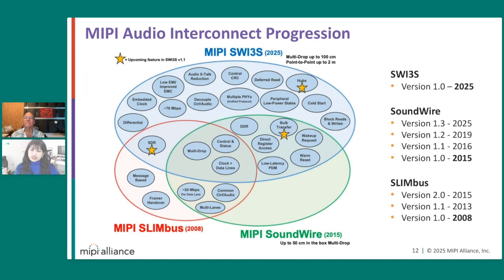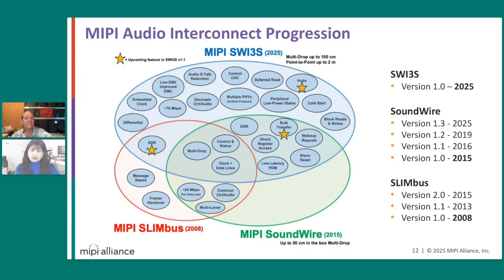MIPI released the first revision of SLIMbus, the Serial Low-power Inter-chip Media Bus, back in 2008. And the motivation behind SLIMbus was to overcome the limitations of older audio interconnects and to meet the growing demands for high quality, multi-channel multimedia in mobile devices. Older interconnects were designed for simpler systems. They used point-to-point connections. They supported limited channels. And to scale up, engineers had to use multiple separate buses, which increased board complexity, pin count, and power use.